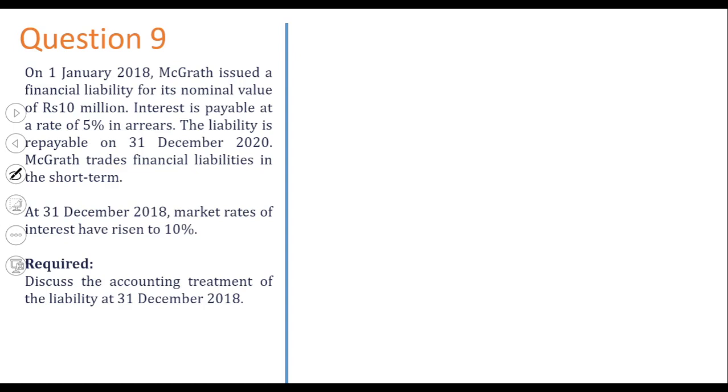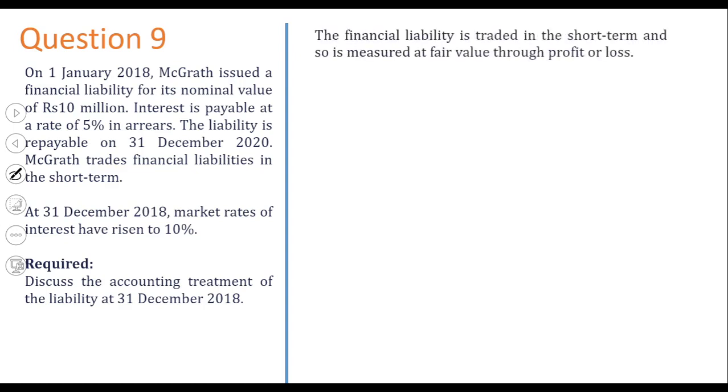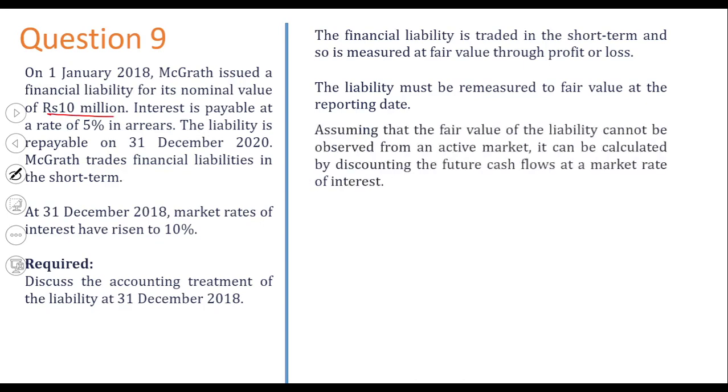So initially we know that we should recognize this at the fair value, right? The financial liability is traded in the short term and so it's measured at fair value through P&L. Initially we should measure at its fair value. So you can see initially they issue it for 10 million, right? That is going to be the fair value at the beginning of the year. Assuming the fair value of the liability cannot be observed from an active market, it can be calculated by discounting the future cash flows. Now here they have not given a fair value for this liability.